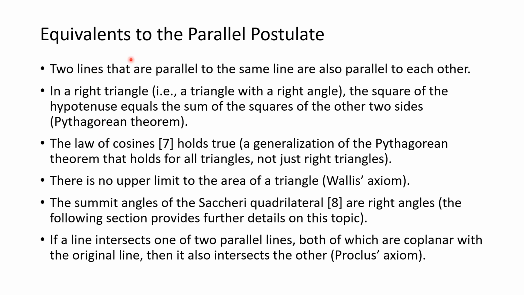We have even more equivalents to the parallel postulate, and this is only a partial list, so bear with me. This is the last slide on this. Two lines that are parallel to the same line are also parallel to each other. That's just transitivity. In a right triangle, in other words, a triangle with a right angle, the square of the hypotenuse equals the sum of the squares of the other two sides. That's the well-known Pythagorean theorem. The law of cosines holds true, which is a generalization of the Pythagorean theorem where you don't necessarily have a right angle.